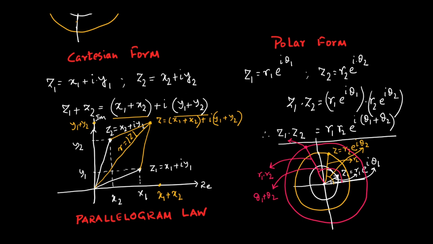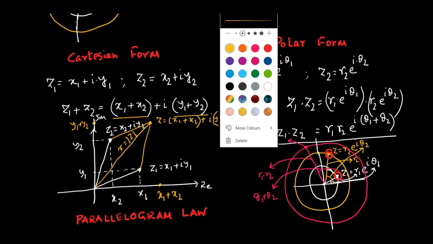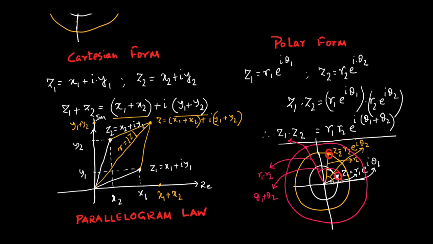This might not be the circle for your choice of R1 and R2. For some choice of R1 and R2, this will be a circle, and Z1 into Z2 can be plotted in this way. What we have seen is, this is my Z1. Sorry, I missed a thing, I should write here Z2. So this is my Z2 and this is my Z1 into Z2. This is how we can visualize the product or multiplication of a complex number.